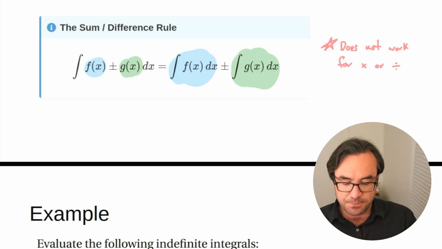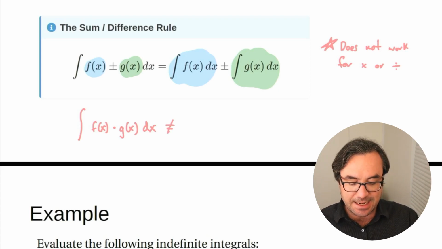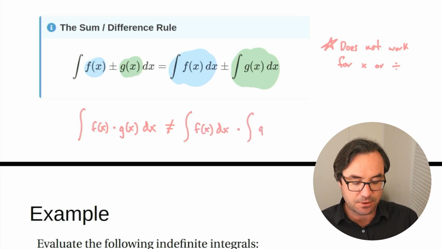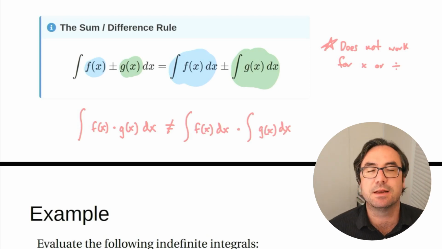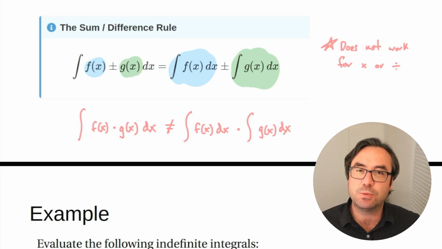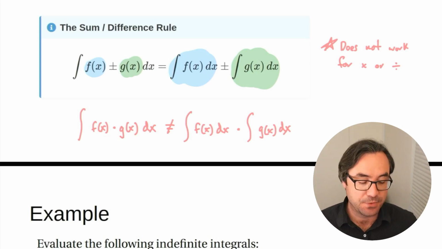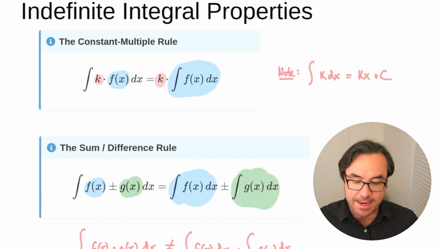In particular, if we have a function f of x times g of x, and we want to find the antiderivative of that whole thing, it's not equal to the antiderivative of f of x times the integral of g of x. Unfortunately, it doesn't work that way. It seems like it might, but it doesn't. It's going to be tempting, but when we have multiplication between x terms, we're actually going to have to do the multiplication. Same thing with division.